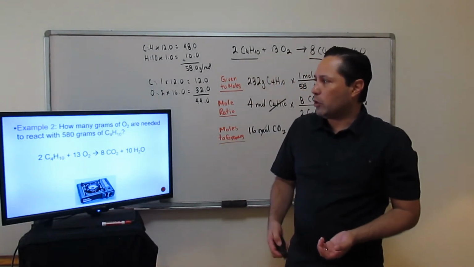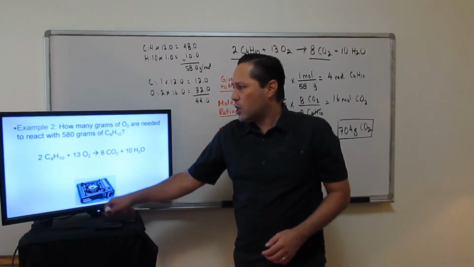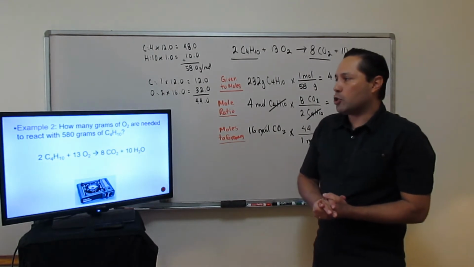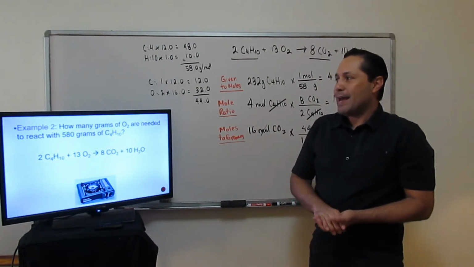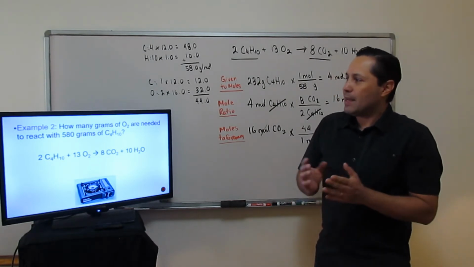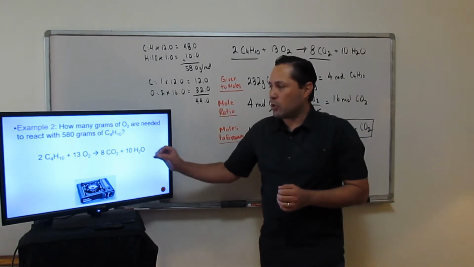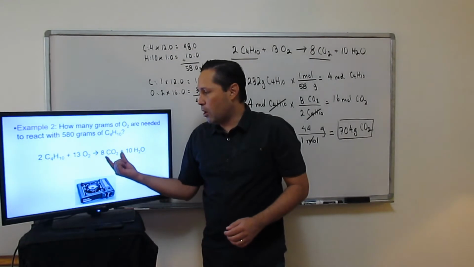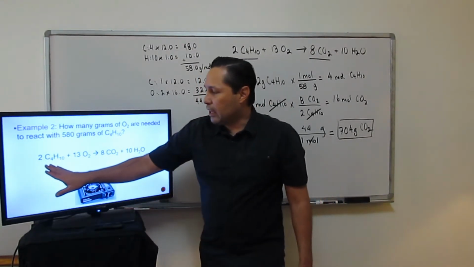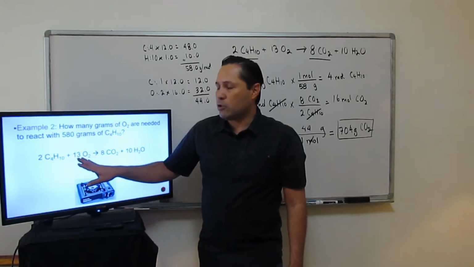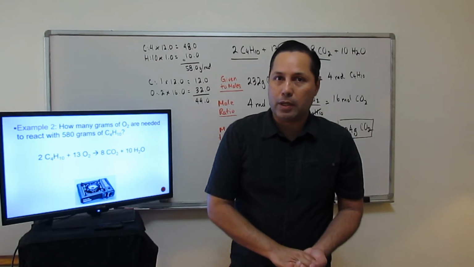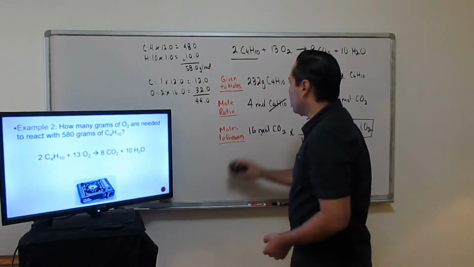For our next example, example 2, they're going to go ahead and ask us a very similar question. Same butane reaction, but this time they ask you how many grams of oxygen are needed to react with 580 grams of butane. Alright, so it's the same balanced equation, but now instead of asking me for the carbon dioxide, they're asking for how much oxygen you would need to react. So they give us the reactant, and they're asking what else you need to react with our 580 grams of butane. Alright, so we're going to go ahead and solve this problem.